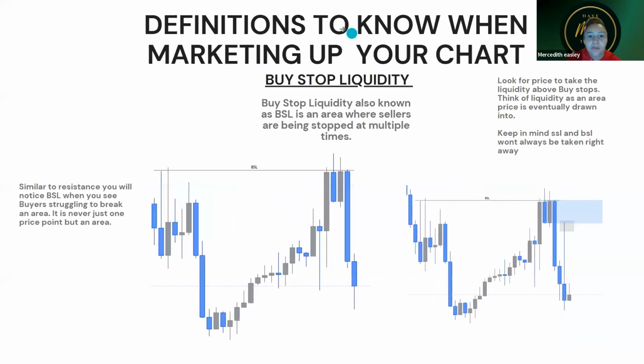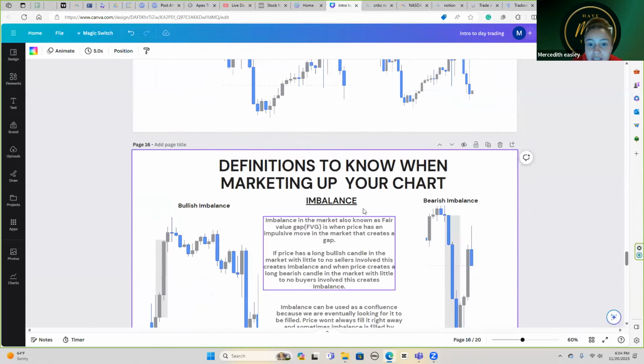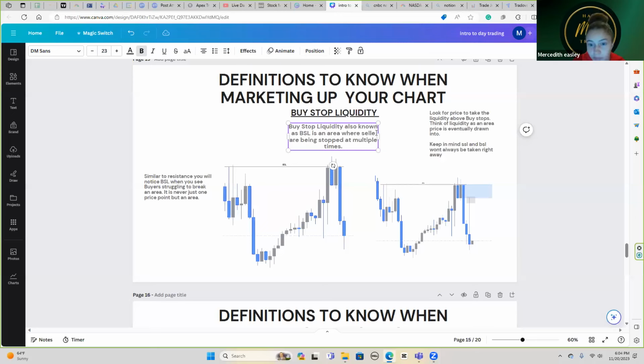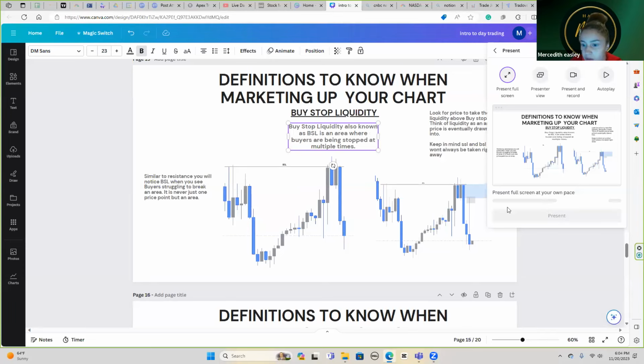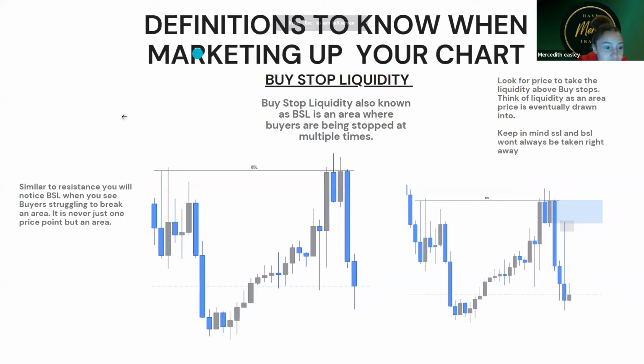All right, perfect. Let's get into buy stop liquidity real quick because it's the same exact thing but flipped. So buy stop liquidity is also known as BSL. It's an area, let me fix that. It's actually an area where buyers are being stopped multiple times. Similar to resistance, you will see BSL when you see buyers struggling to break an area. Buyers are struggling here, struggling here, struggling here, here, and here. It's never one price point. It's an area. They're struggling to close above this area. We look for price, obviously, to take the liquidity above.